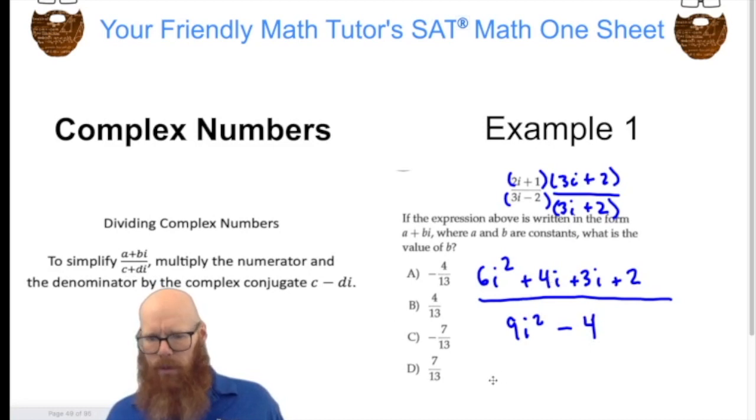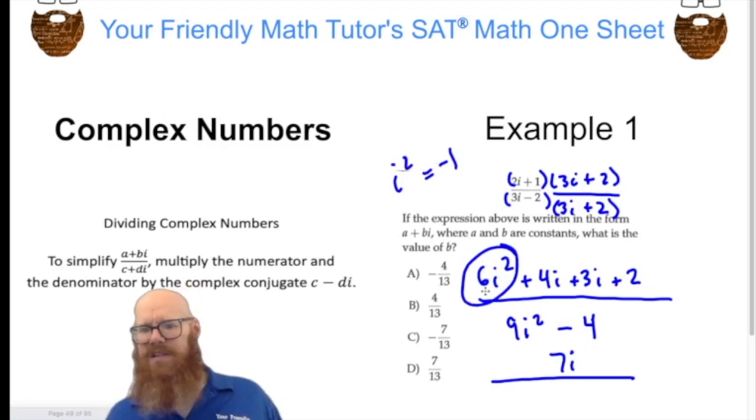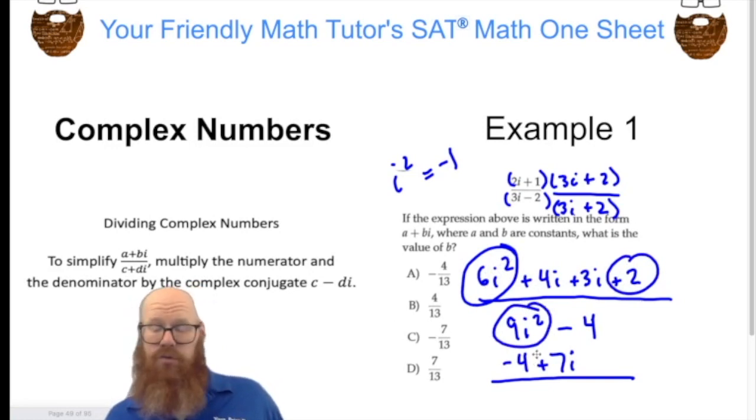Now in the numerator, we're going to get some like terms. This is 7i. And what happens is 6i squared. I squared equals -1. So 6i squared is really 6 times -1, which is -6. And -6 plus 2 is -4. So that's our numerator. Now again, 9i squared is really -9. So -9 minus 4 is -13.